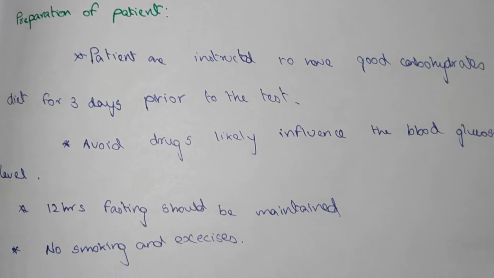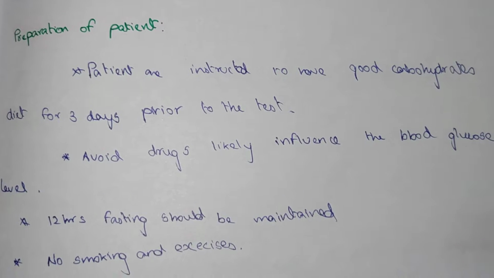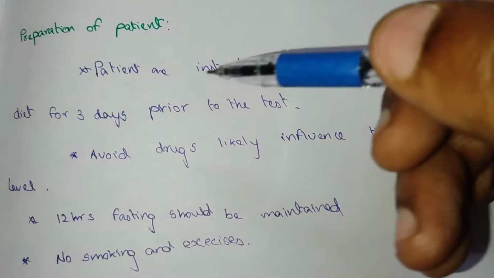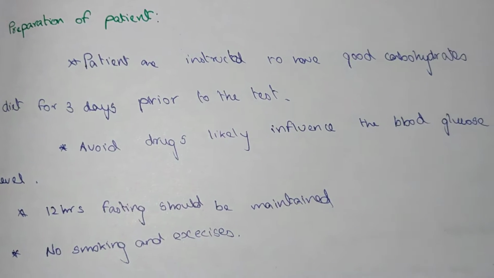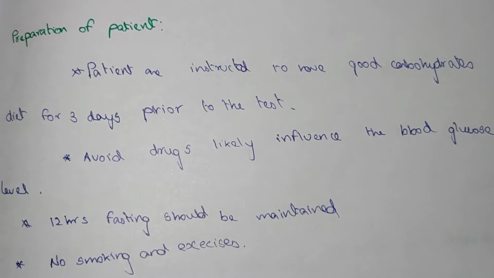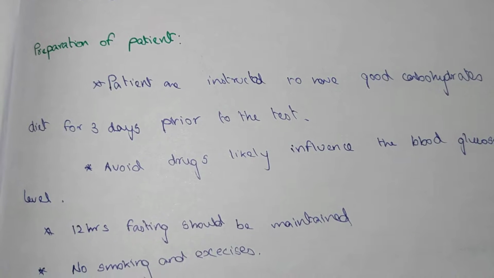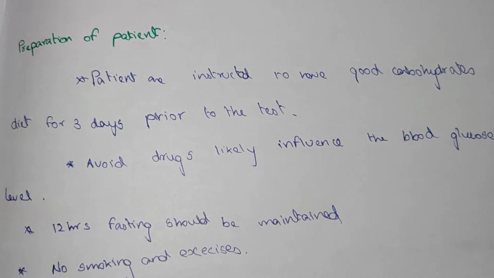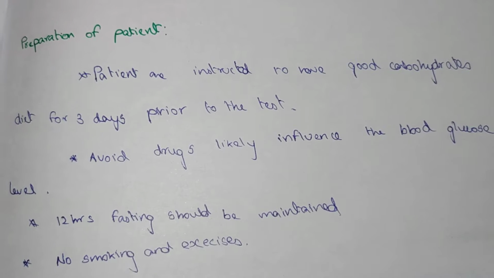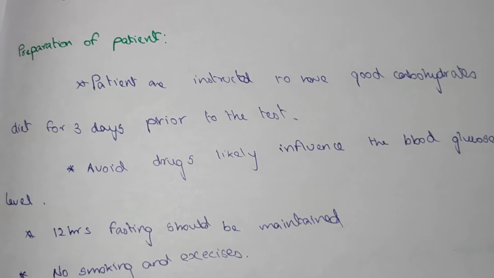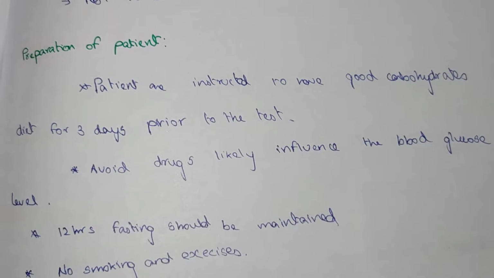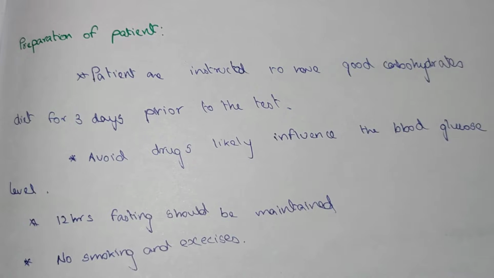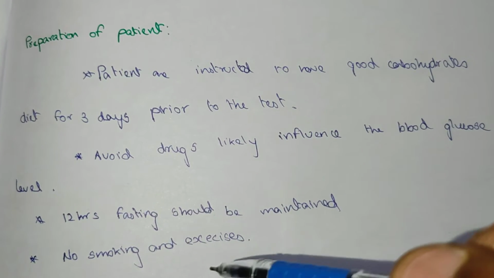Preparation of the patient. What are the steps to be followed by the patient before the glucose tolerance test? The patient is instructed to have a good carbohydrate diet for 3 days prior to the test. Avoid drugs that influence the blood glucose level. 12 hours of fasting should be maintained before the day of the test. No smoking and no exercise should be done.